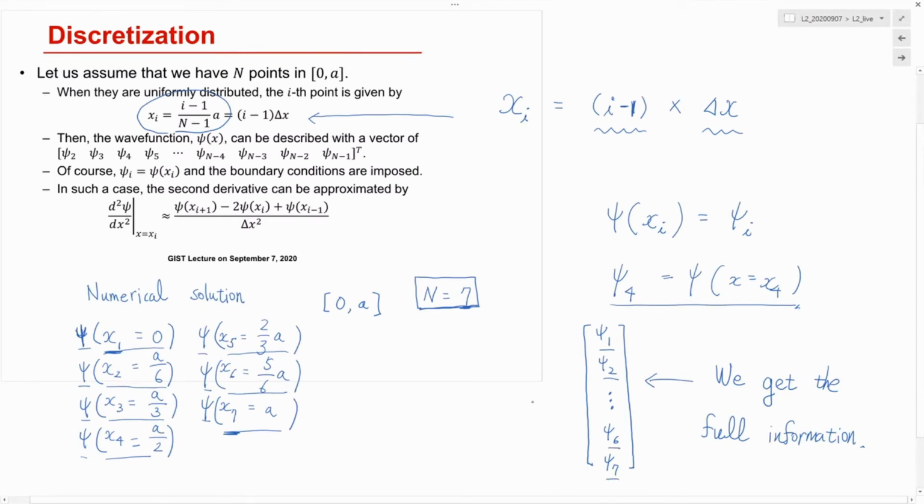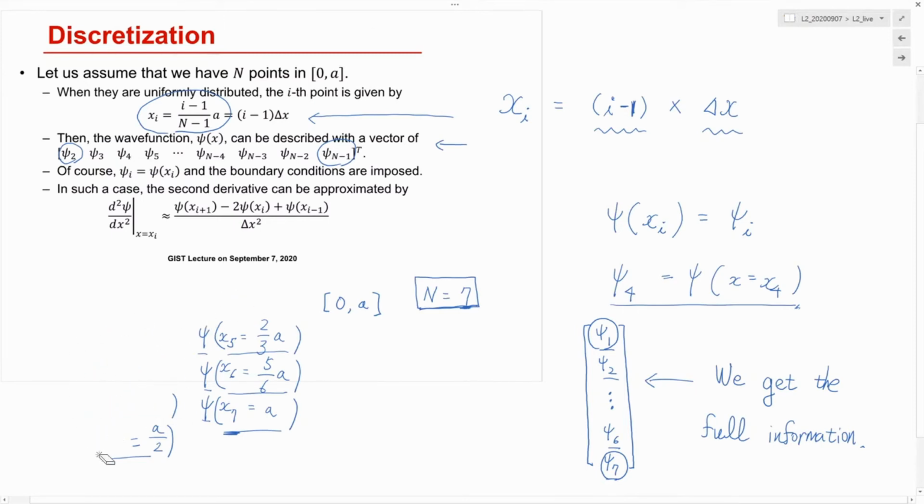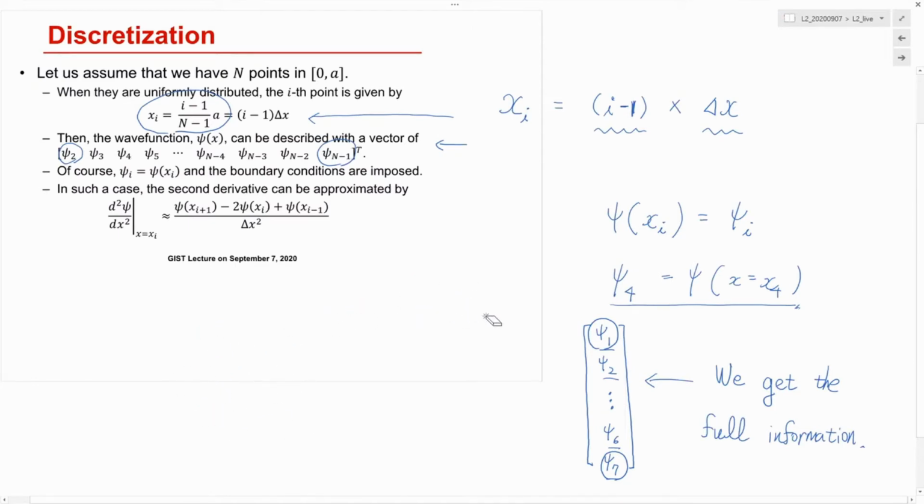So that is one thing. So I think that we have covered that around here. But when you have a look at this line, the wave function can be described with a vector starting from psi 2 and ending with psi n minus 1. There are two missing entries. For example, psi 1 and psi 7 are missing in this example. Why are they gone? It is related to this infinite potential well problem.